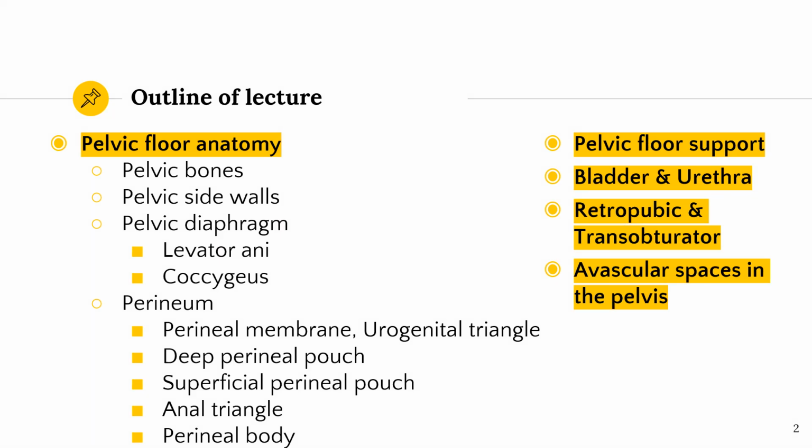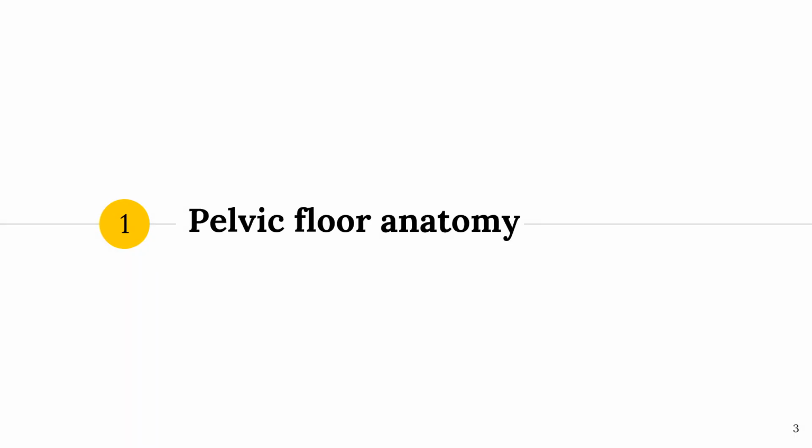Here is the outline of my lecture today. The main bulk will be on pelvic floor anatomy, followed by pelvic floor support, bladder and urethra, anatomy related to retropubic and transobturator procedure, and finally avascular spaces in the pelvis. Let's begin with the first one, pelvic floor anatomy.